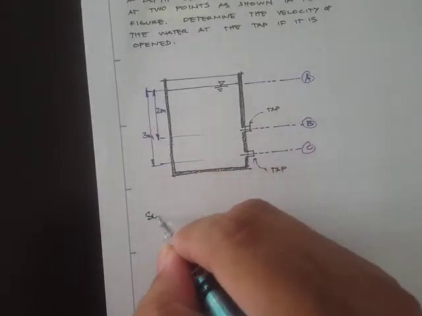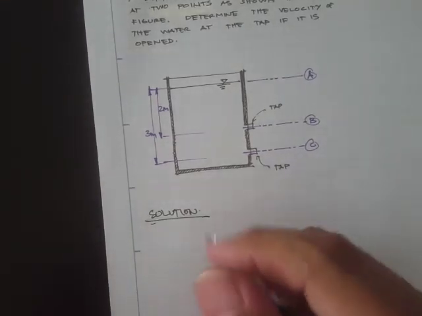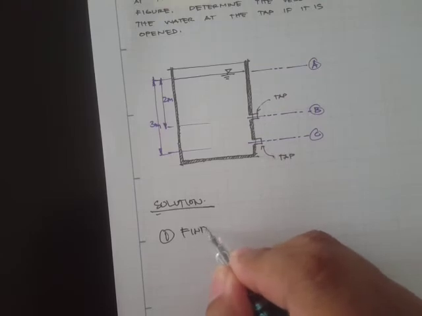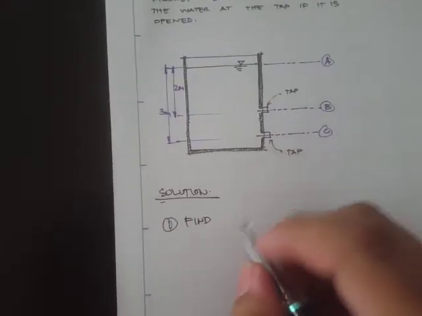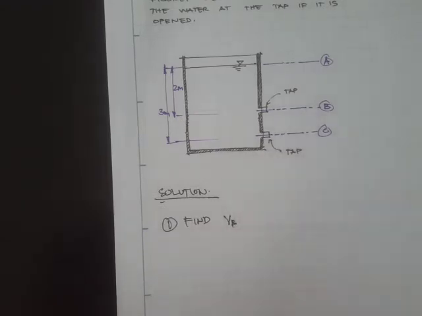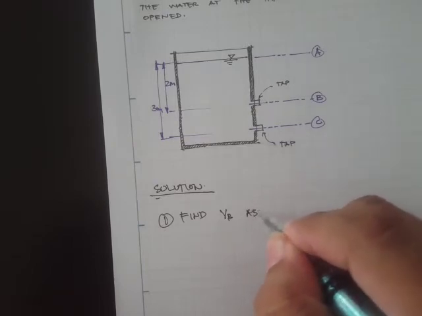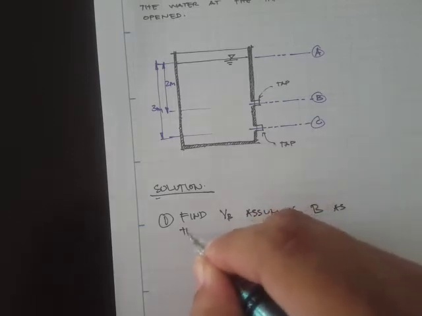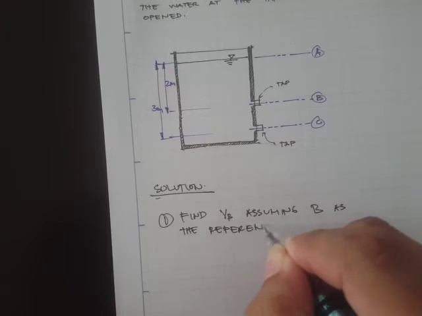Okay, so for the solution, let's try to find first the velocity at B. Find VB. Assuming P as the reference point or the reference line.